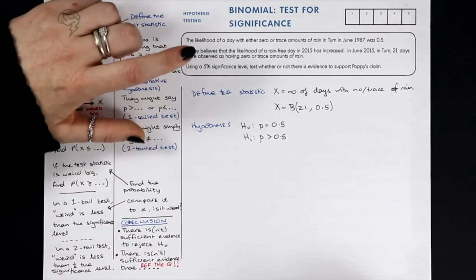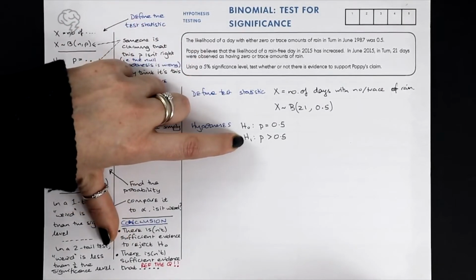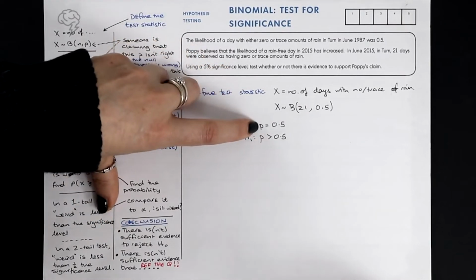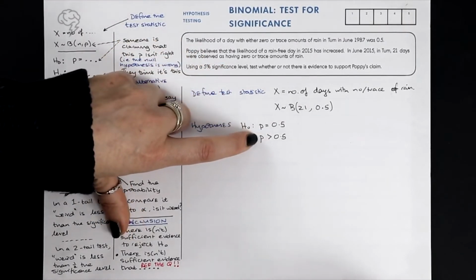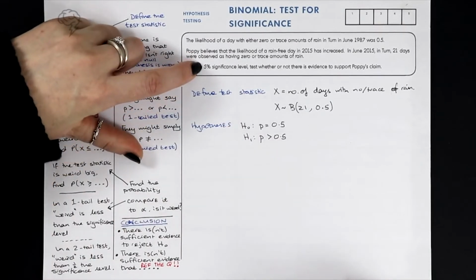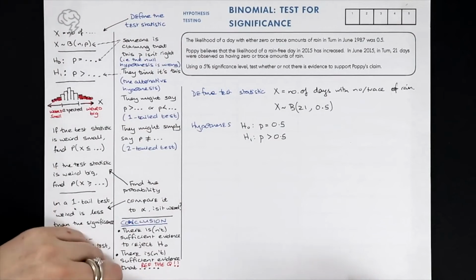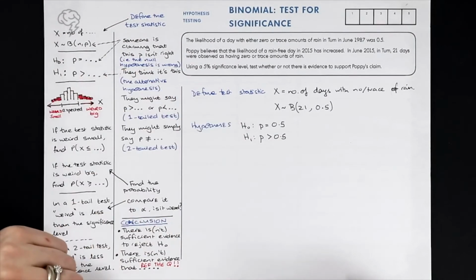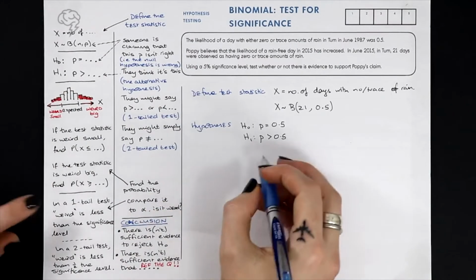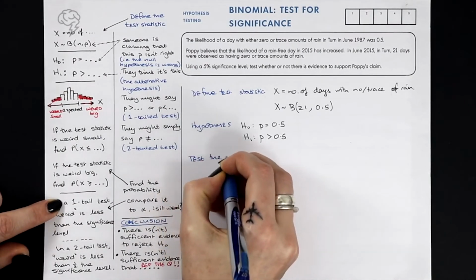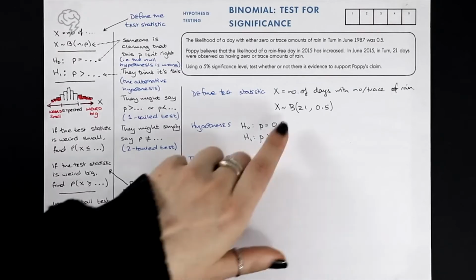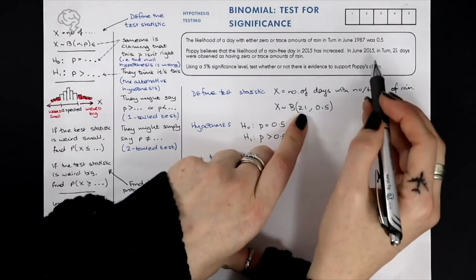So in order for us to say that Poppy might be right, we're going to reject H0. We don't think P is a half. We think it's bigger than a half. We need to be in the top 5% of weirdness for that to be something we can conclude. So let's see where we are in the weirdness factor. So test the result. The result that came out, oh no, look, this is not right at all.